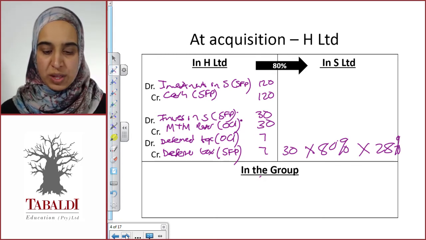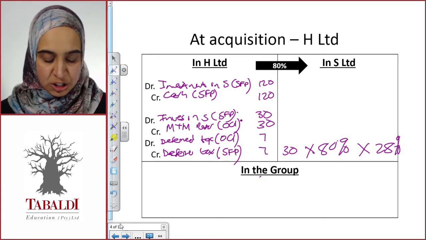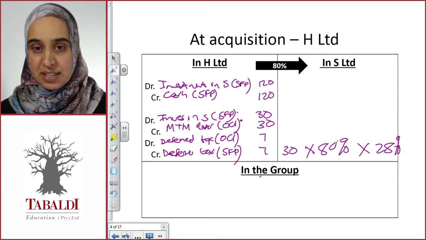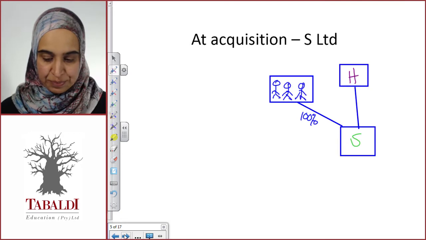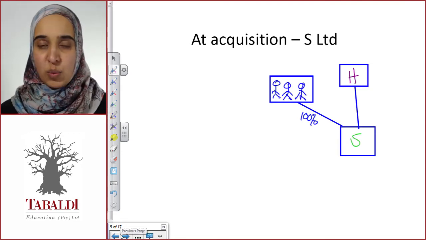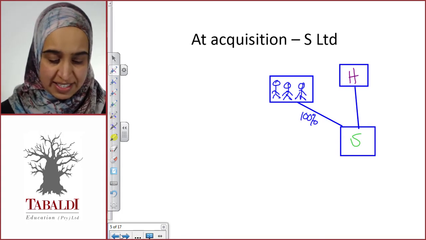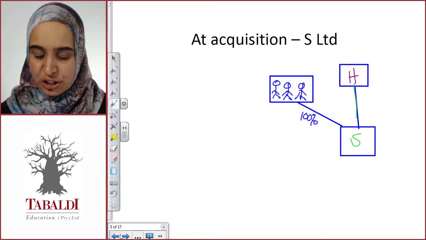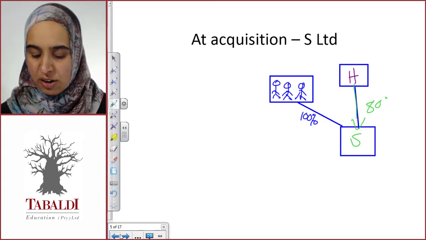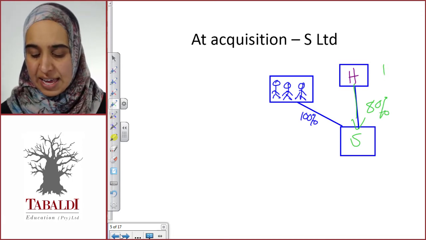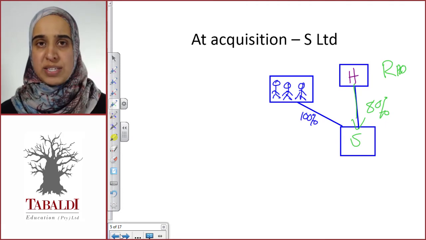Okay, so we're happy with how the acquisition of S Limited is accounted for in the H Limited separate financial statements. Now let's have a look at S Limited. Well, what happens in S Limited when this transaction happens? So we have exactly the same scenario. We have H acquiring 80% of S. But who does H acquire S from? Does it pay S the 120 Rand?